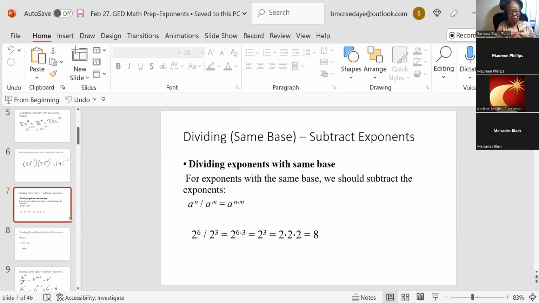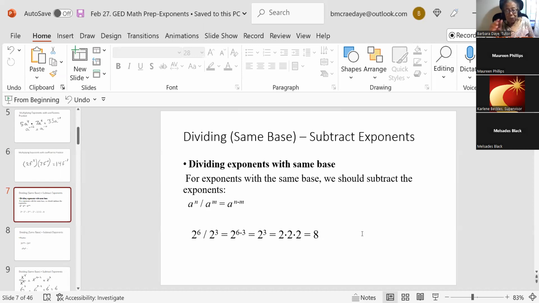Subtract. Same base, you subtract. With the variable a to the n over a to the m, it's a to the n minus m: numerator power minus denominator power. 2 to the 6 over 2 to the third is 2 to the 6 minus 3, which is 2 to the third, and that means 2 times itself 3 times, which is 8.